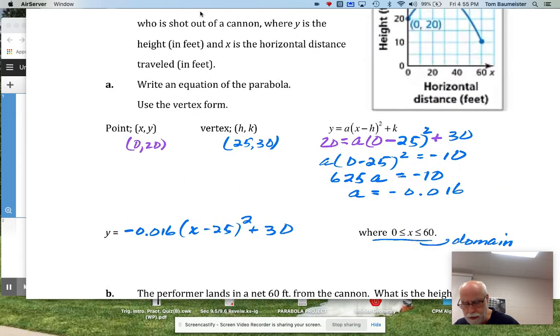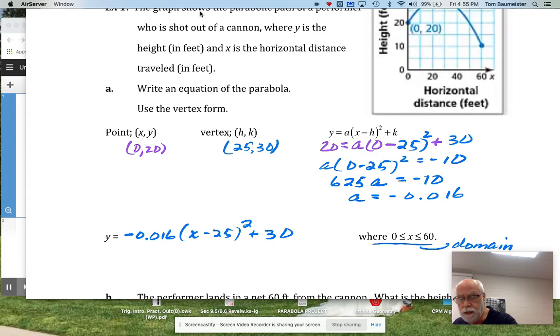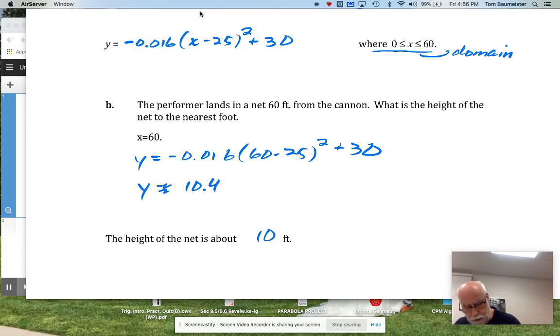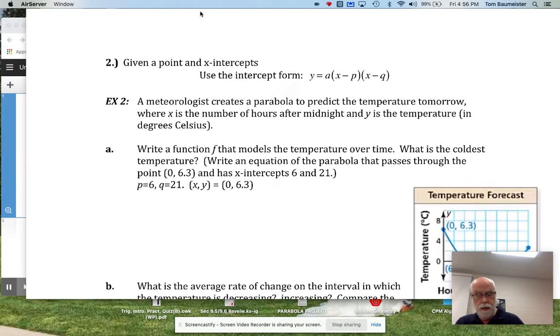If you look back up there real quick, it does look like it's about 10 feet, right? So our y value is about 10 feet, our x value is 60. That makes good sense. So let's go ahead and say that's my final answer. I'm all done. Number 2.